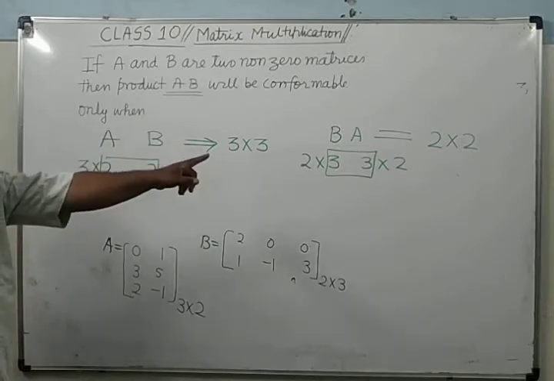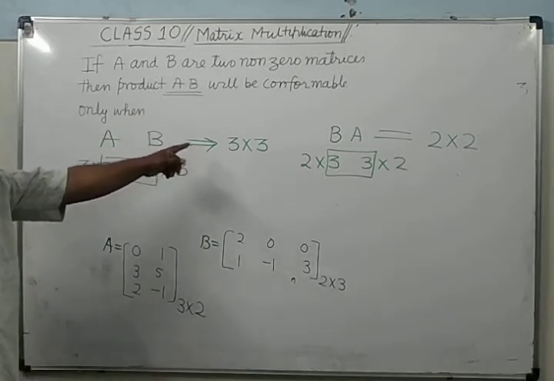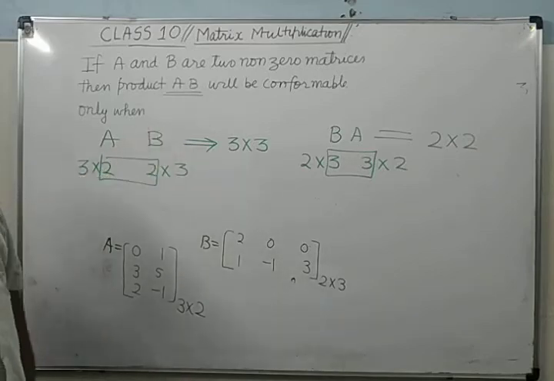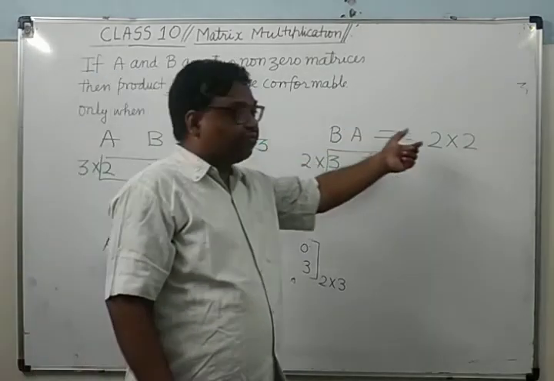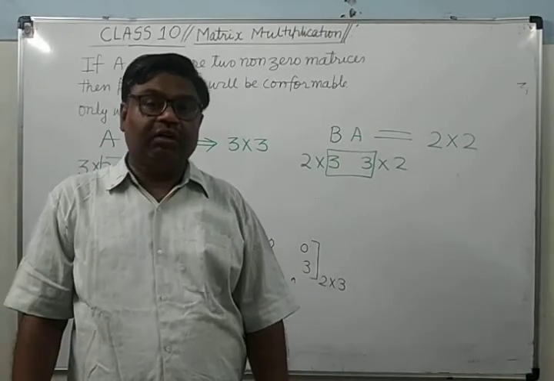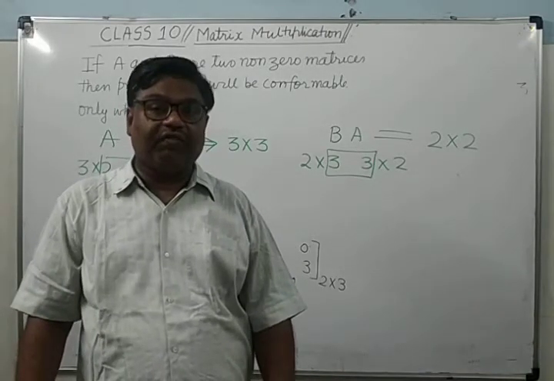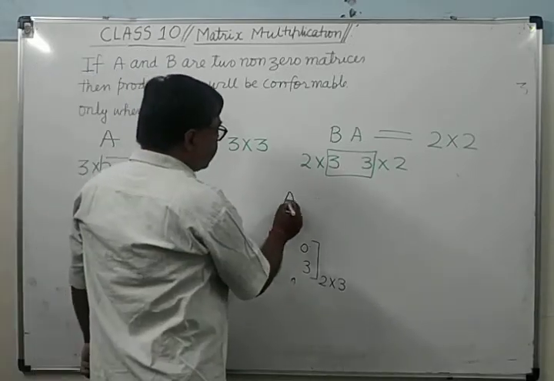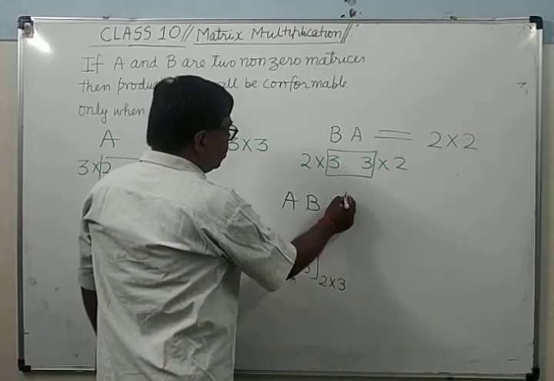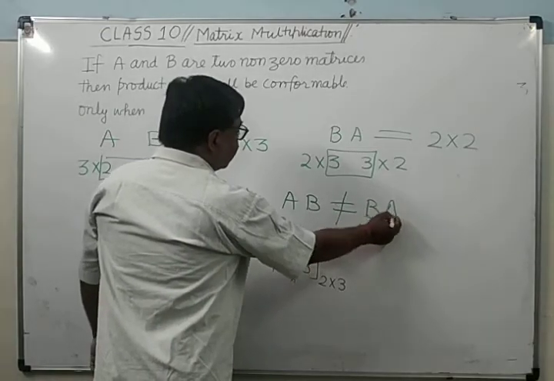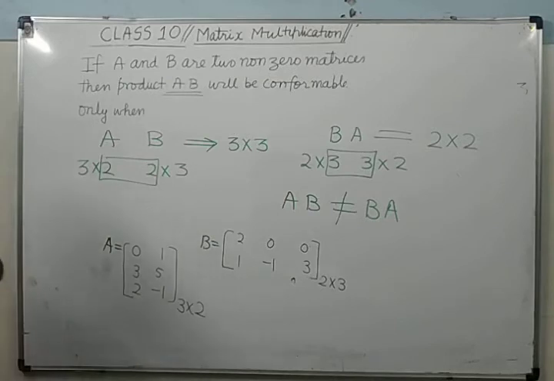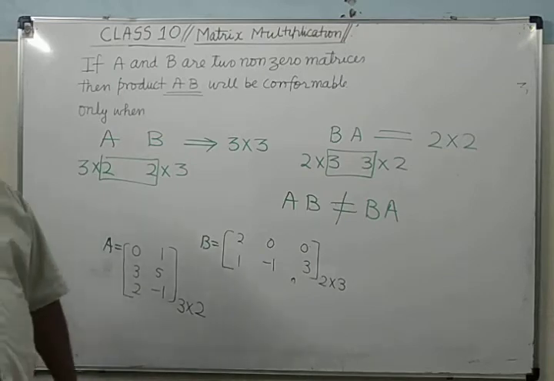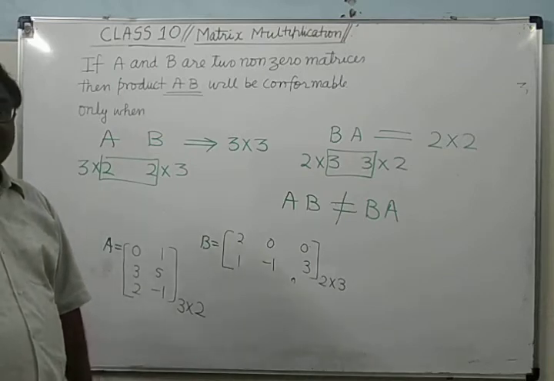product AB has the order 3 cross 3. Here the result matrix will be of 3 cross 3. Here the result matrix is of 2 cross 2. Means both the matrices will be of different order. Means from here you can say that product AB will not be equal to product BA. Is it clear? Because AB has order 3 cross 3, BA has order 2 cross 2. Therefore, they are not equal.